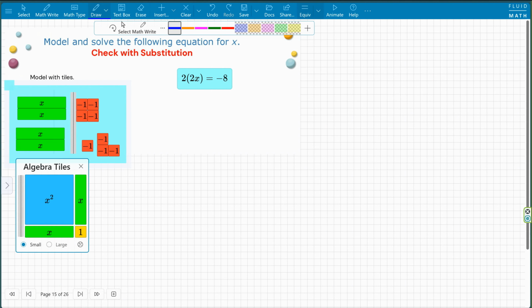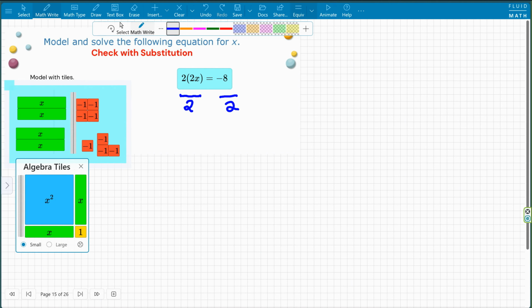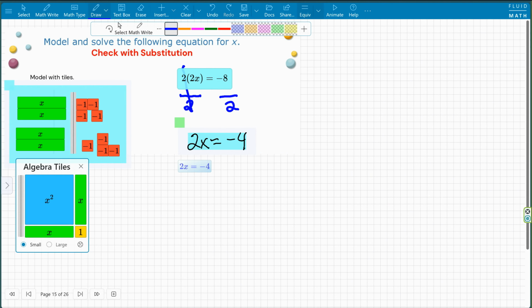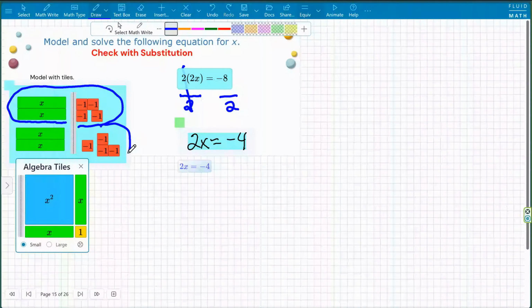Let's represent this on my screen mathematically as well. I divided this group by 2 and this group by 2. Whatever I do to one side, I have to do to the other. So let's rewrite this so we have a new equation. So we divide 2 over 2. That means that these two will cancel, and then this will simplify. So now what I have is 2x equals -4. And that's exactly what I have over here, because this group has 2x equals -4, and so does this group have 2x equals -4.